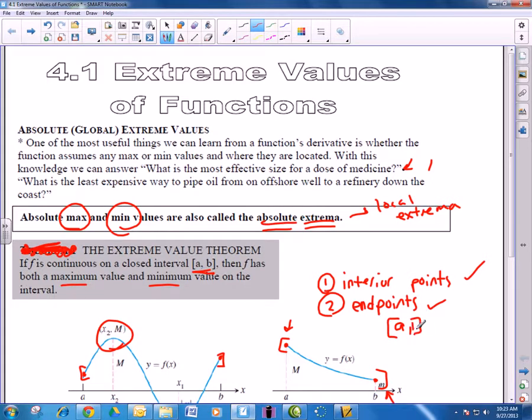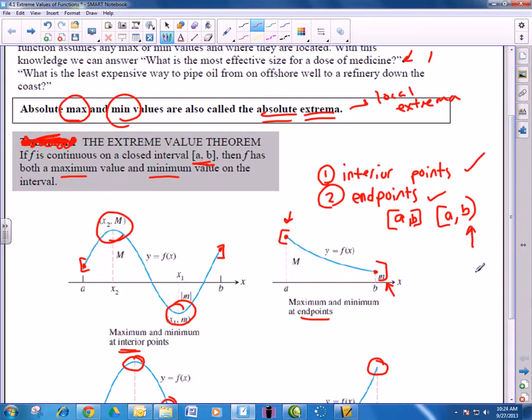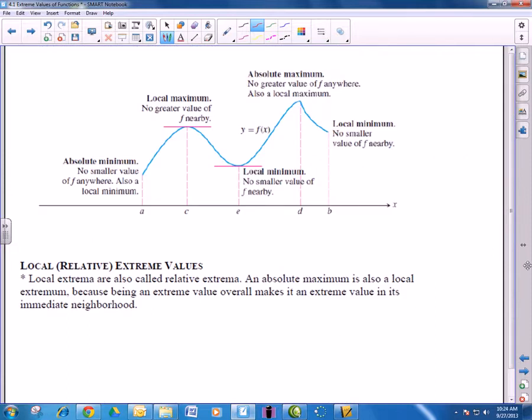If it's not a closed interval, okay, so if you had from, let's say, closed at A to B and it's open, okay, this point right here, B, cannot be an extrema, because it does not include that B. So that means that endpoint cannot be an extrema.